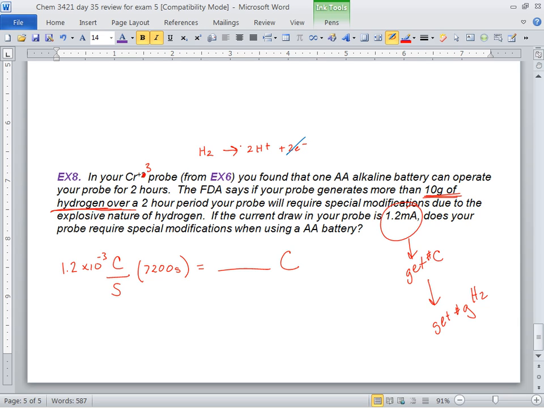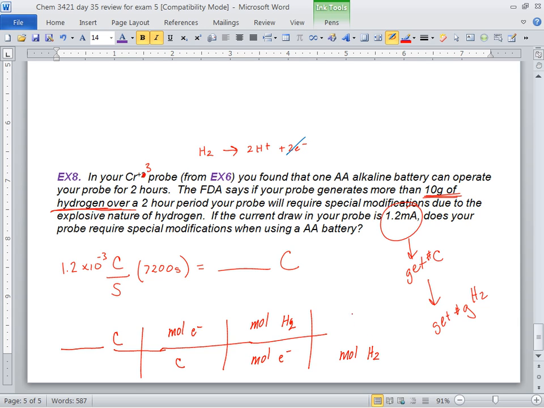So start with those coulombs. Go from coulombs, to moles of electrons, moles of electrons to moles of hydrogen, moles of hydrogen to grams of hydrogen, and see if your answer is bigger than 10.